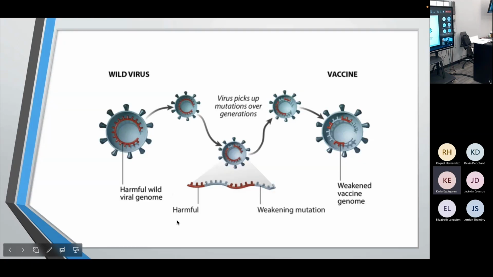So here's an image of how they work. Since these live vaccines are weakened generally in labs, the virus is passed through many generations of cells to pick up genetic mutations that weaken it. On the left, you see the harmful wild viral genome, and then as generations go from left to right, it starts picking up mutations that weaken it, and you can see in the genome how it starts mutating with the weakened mutations, and that's how you get the weaker virus vaccine.